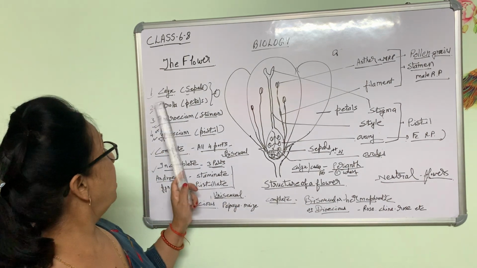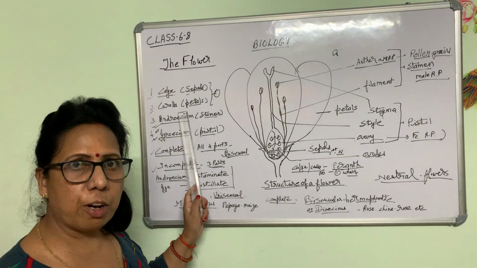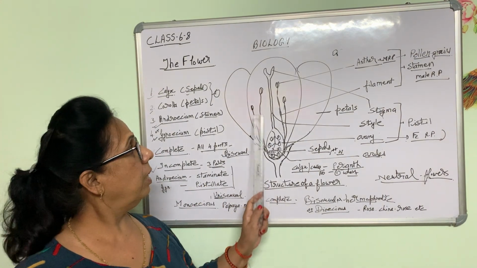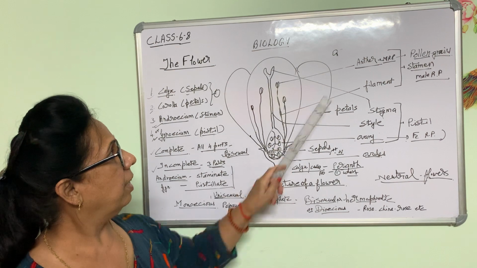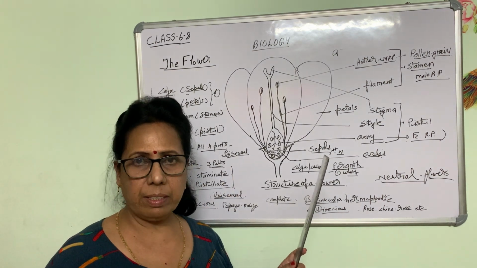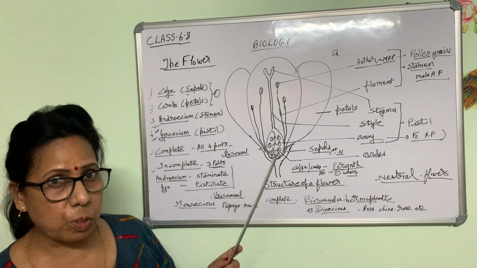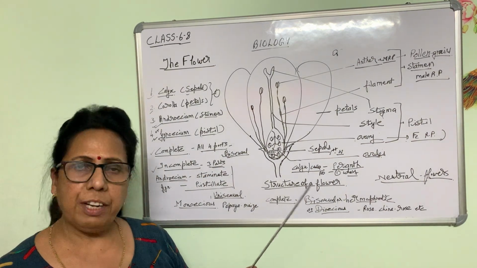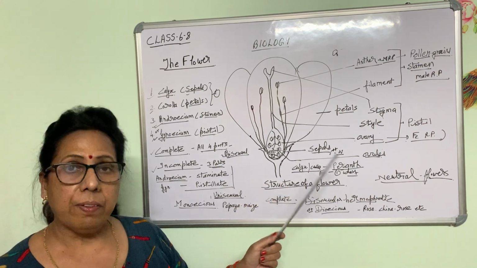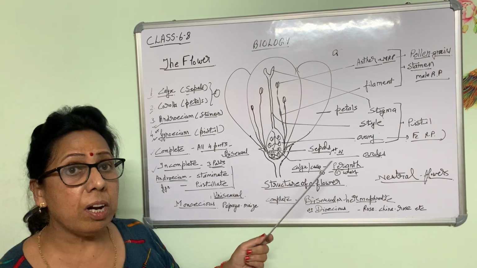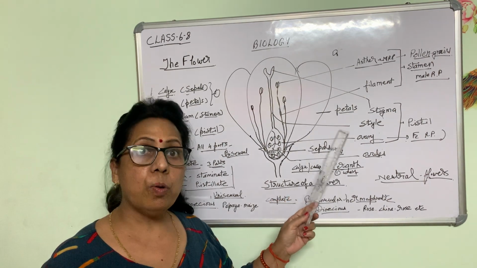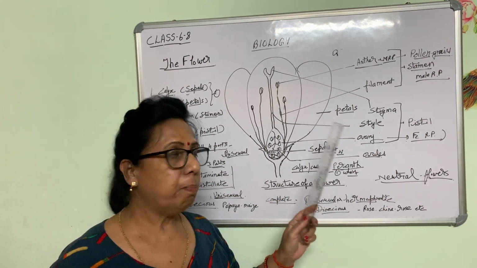Clear? Now the second whorl of the flower is corolla. They are also known as petals. This is the rounded structure you see here. These are the petals which you see in different flowers. They show different colors. These different colors of the petals attract the insects for pollination. The main function of petals is to attract the insects for pollination.